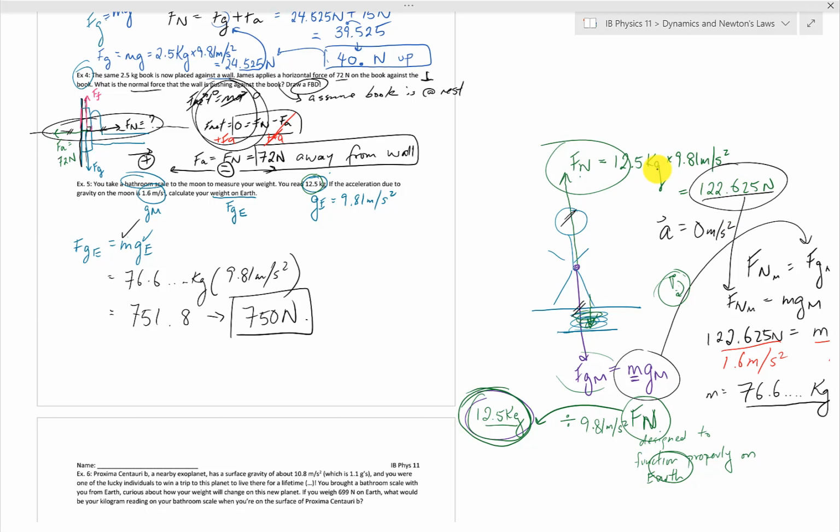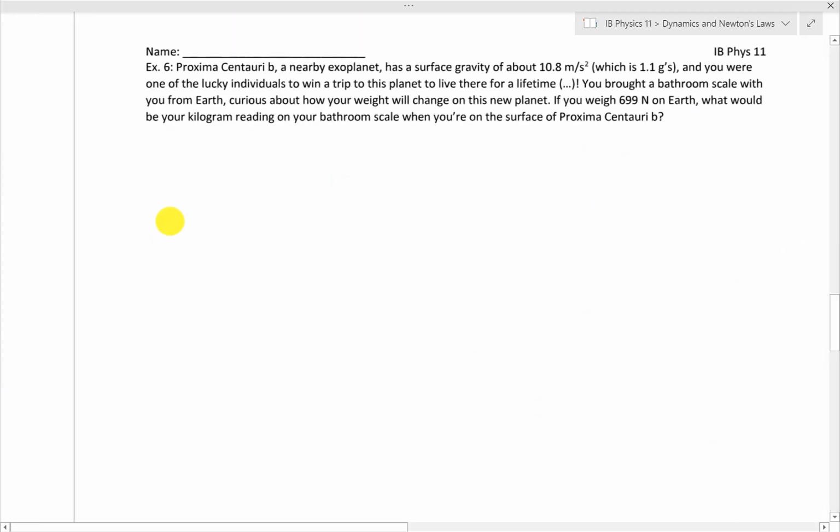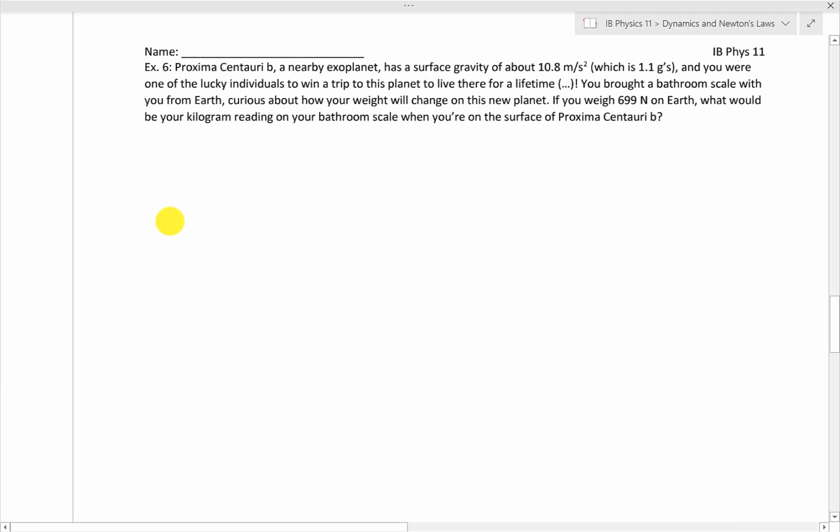Now I did all of these steps so that you could use the same modeling technique for a second problem, which I have here on Proxima Centauri b, a nearby exoplanet. So let me go through this problem first to make sure you understand what's happening.